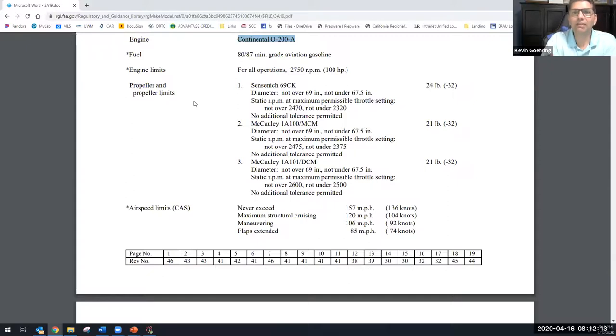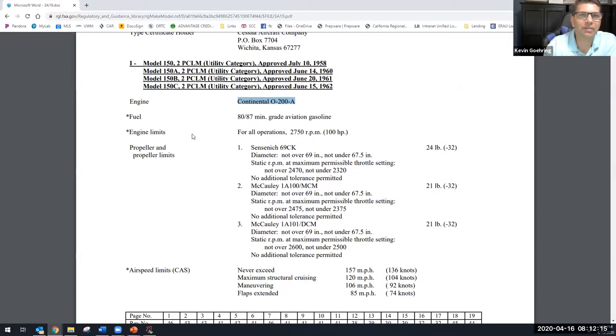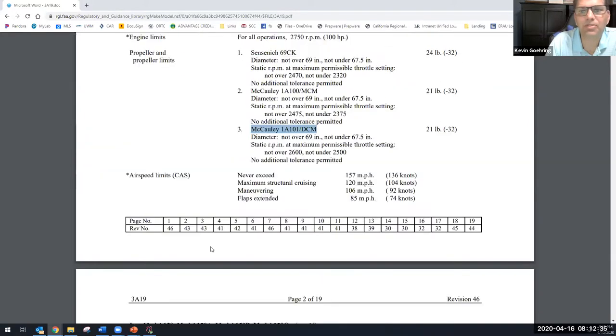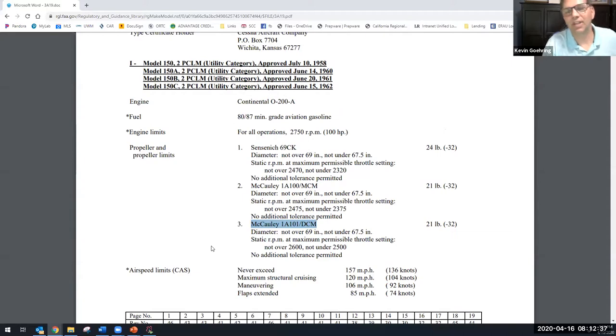So if you own this particular aircraft, Steve, which one do you have? A 150J model. Well, I have to scroll down to get to the J, I'm not going to do that. So I have a choice of three propellers: the Sensenich 69CK, the Macaulay, that one, or this Macaulay. That is it. I have no other props. According to the type certificate data sheet, I must have one of these props installed. Let's just say I have the Sensenich 69CK.